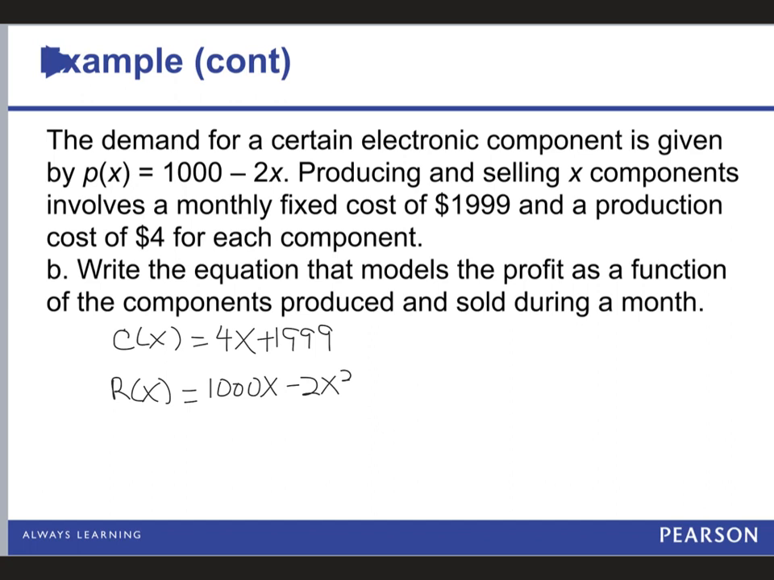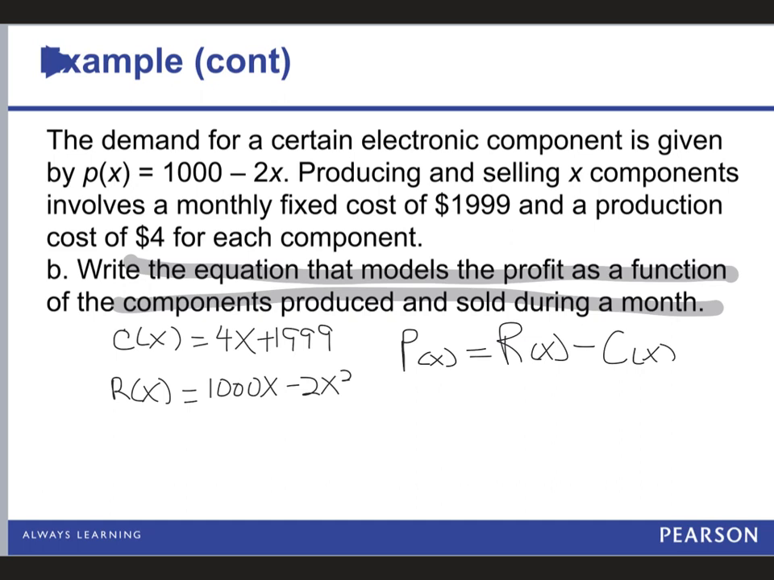So now they would also like us to identify the profit function. And remember, profit is defined as your revenue, your money coming in, minus your costs going out. So it's your extra money. So in this case, we're going to take our capital P of x, and it's going to be equal to our revenue, the money coming into our business, minus C of x, which is the costs that it takes to run our business, and that's going to be our extra money.